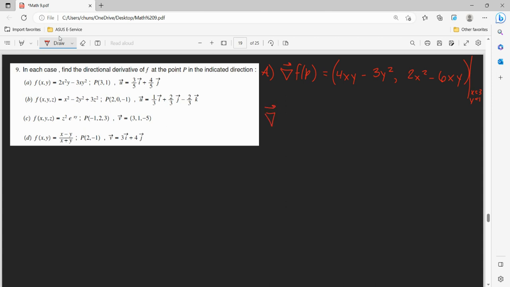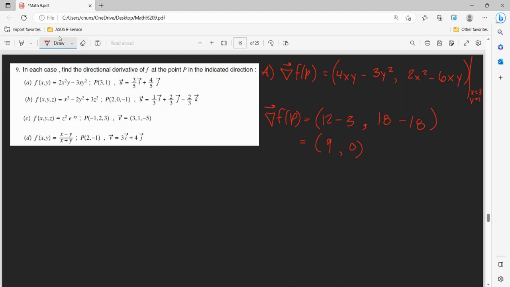So when we plug that in, this becomes, our 4 times x, so that's 12 times 1, it's 12 minus 3 times y squared, which is just 3. We have our 2x squared, so that is going to be 18 minus 6 times 1 times 3, so it's negative 18. It's going to be 12 minus 3 is equal to 9, and this is 0.